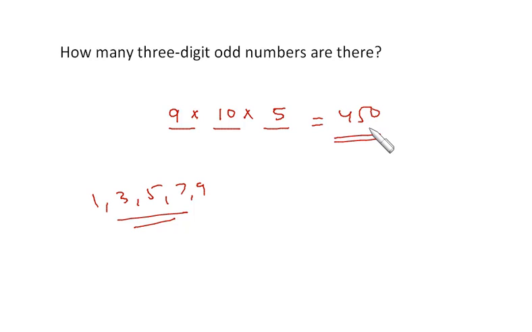Now the other thing is, suppose we don't want the repetition, right? We want 3-digit odd numbers with each digit should be distinct, right? Now how do we do that problem? For the first place we have 9 choices, right? For the second place we have, how many choices do we have? So for the second place, because we don't want the repetition, we have still 9 choices, right? Because the digit which we have used over here will not be used over here.